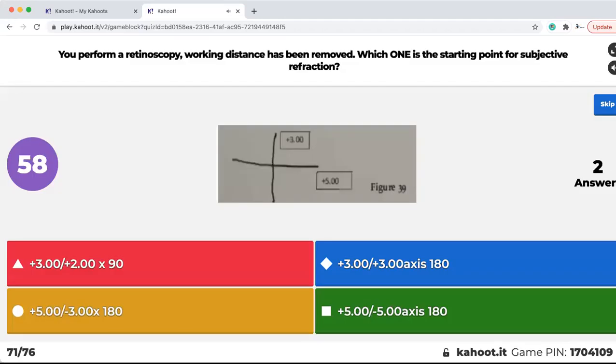So we are doing retinoscopy, and after subtraction of the working distance, we now have this power cross. So how can we reach the subjective refraction from this power cross?